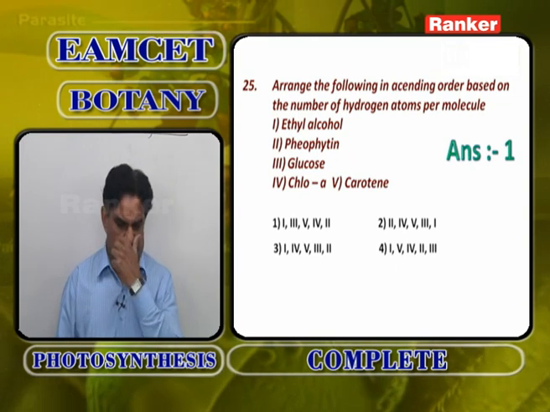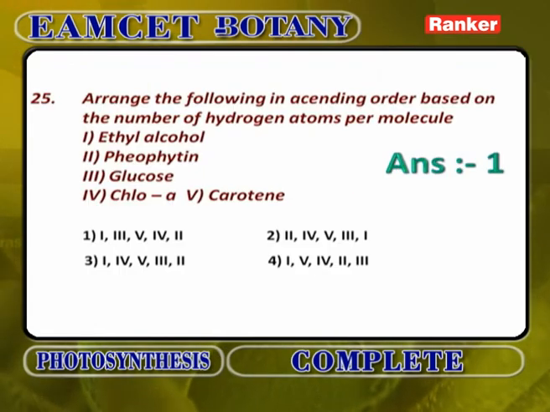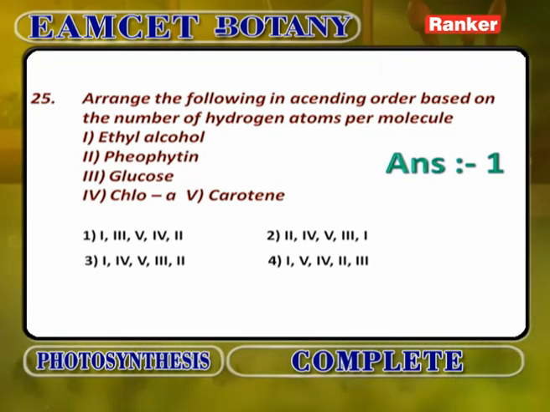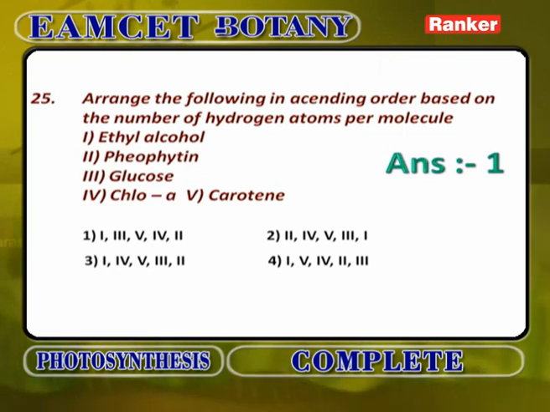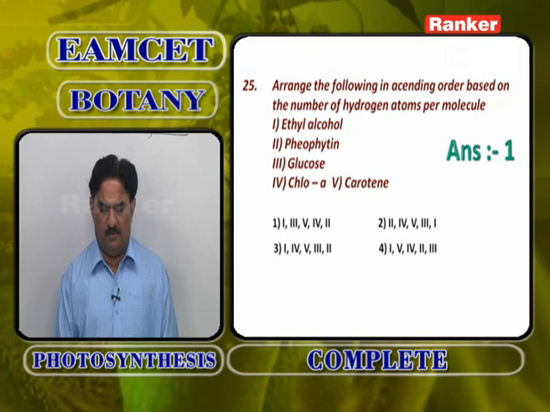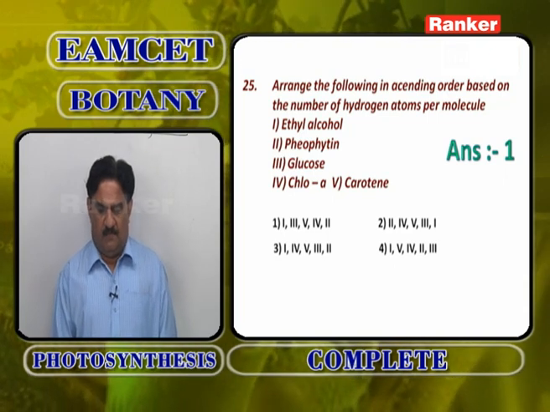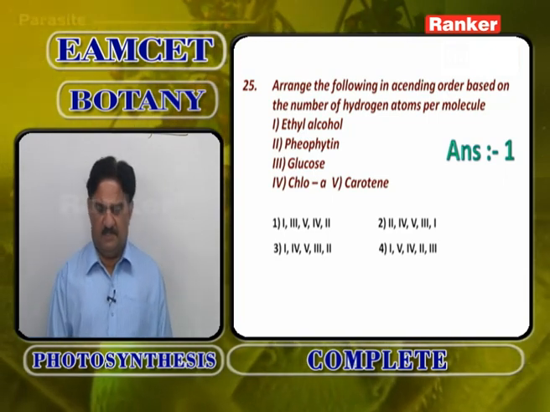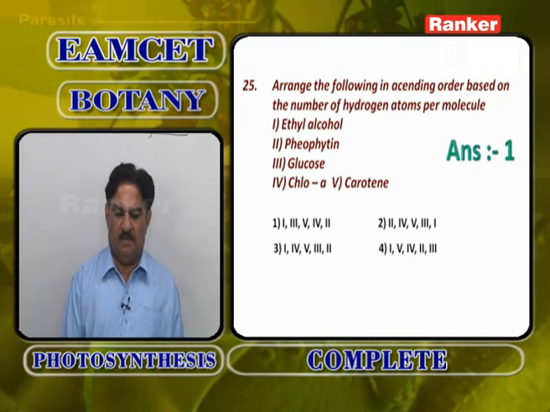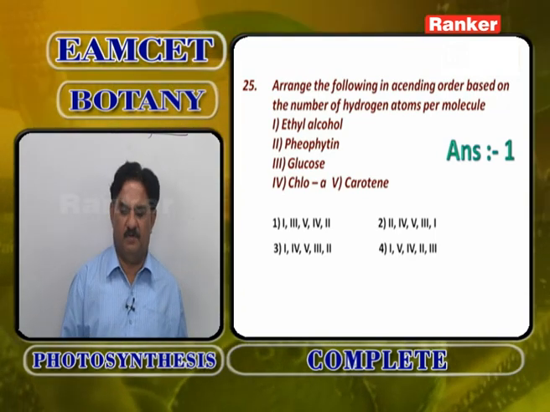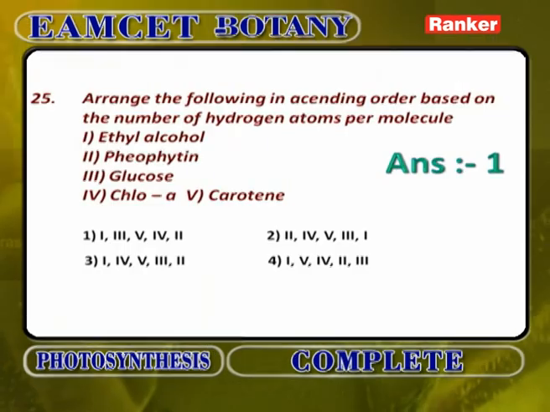So arrange the following in ascending order based on the number of hydrogen atoms per molecule: ethyl alcohol, pheophytin, glucose, chlorophyll A, carotene in photosynthesis. Answer is 1, 3, 5, 4, 2. 1 ethyl alcohol H5, 3 glucose H12, 5 carotene C40H56, then chlorophyll A, and finally pheophytin. So 1, 3, 5, 4, 2 is the answer. First option.